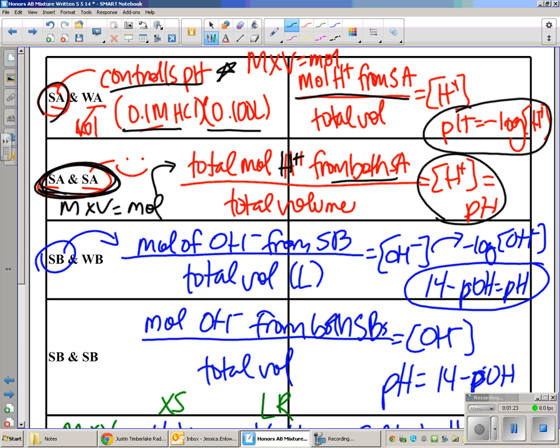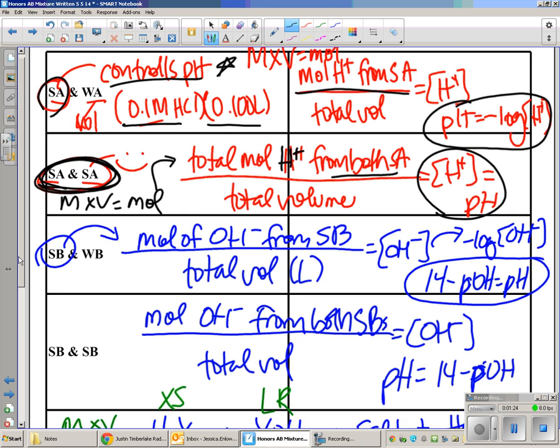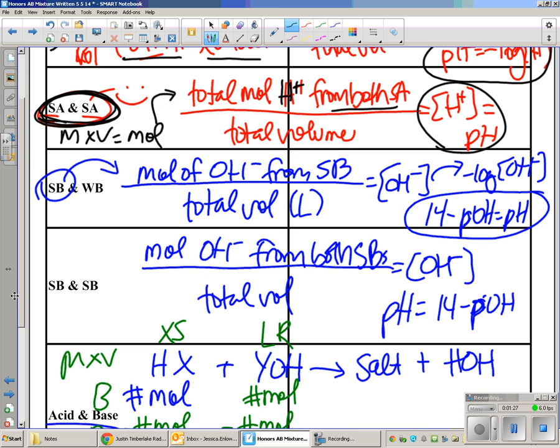If you have a strong base and a weak base, then you have to indicate you're solving for OH minus concentration, not H plus concentration. Same way, how do you get moles? You take your M times V of your strong base to get the moles of OH minus, and then you divide by your total volume. The weak base doesn't matter except for the volume of it. OH minus concentration will give you pOH, so don't forget you do 14 minus pOH to give you pH.